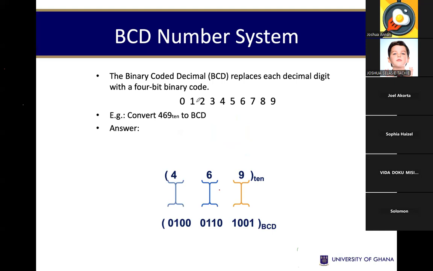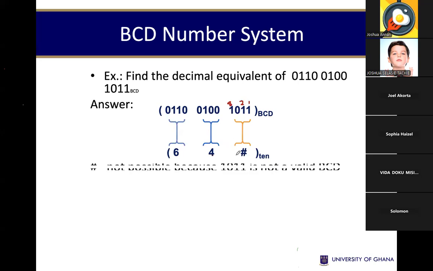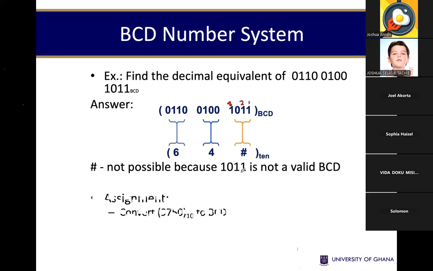Why? Because we want the end results to be outputted as either 0, 1, 2, 3, all the way to 9. That's it. Okay, so this lets us know that it is not a valid BCD. So not possible, because 1011 giving us the 11 is not a valid BCD, right?